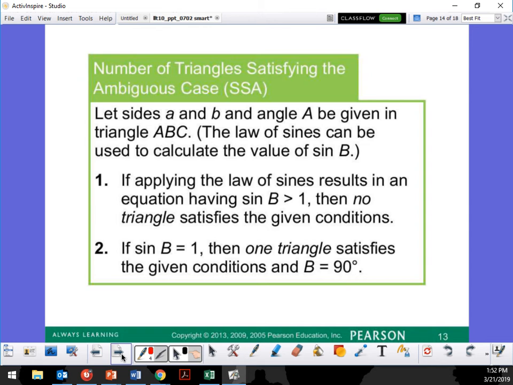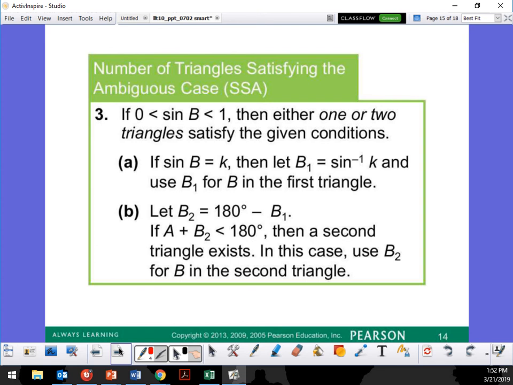All right. Okay, the triangle is satisfying the ambiguous case. Sides AB, so the law of sines can be used to calculate the value of sine B. Applying this, and so on.